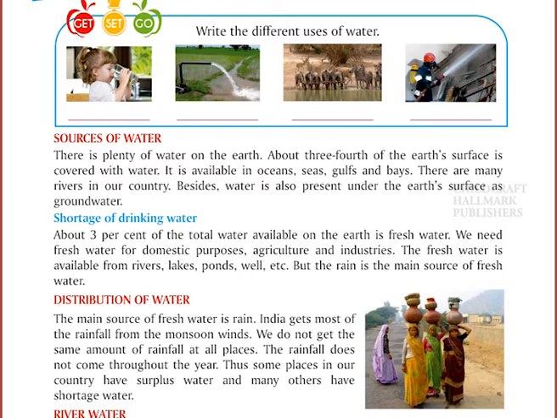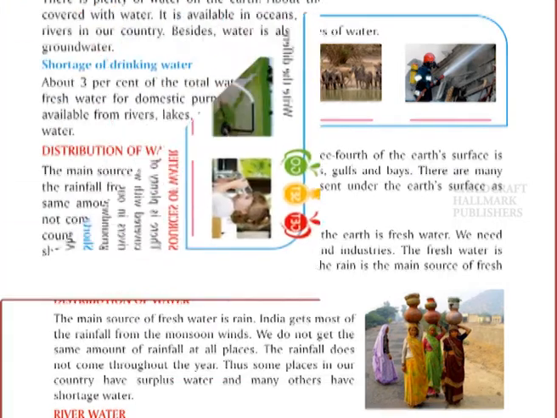Distribution of water. The main source of fresh water is rain. India gets most of the rainfall from the monsoon winds. We do not get the same amount of rainfall at all places. The rainfall does not come throughout the year. Thus, some places in our country have surplus water and many others have water shortage.